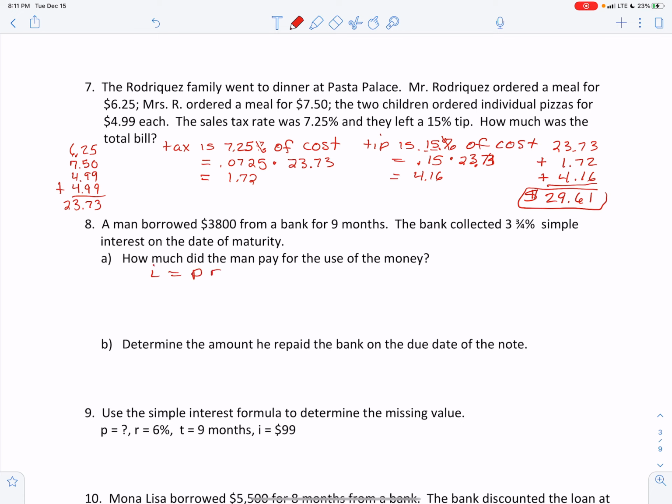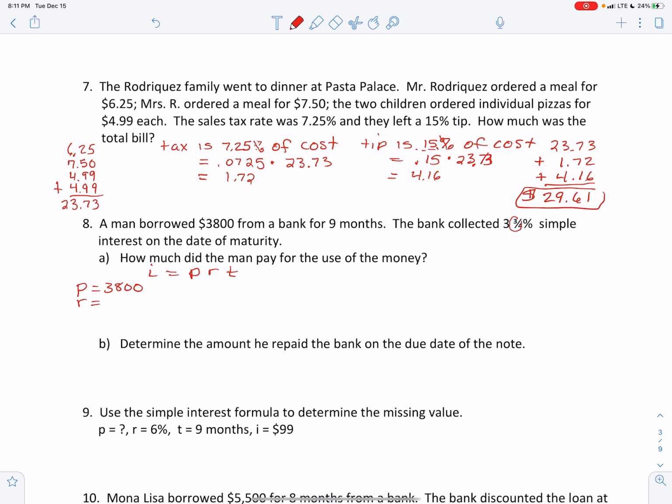So the formula for simple interest is principal times the rate times the time. The principal in this case would be the $3,800 that he's borrowing. The rate, all right, I need that 3.75% as a decimal. So I'll get rid of that fraction first. 3/4 is the same as 0.75, but it's still a percent. To get rid of the percent, drop the percent sign and either divide by 100 or move the decimal point where it is 2 places to the left. So I have 0.0375. Now it's an annual rate because we're not told otherwise.